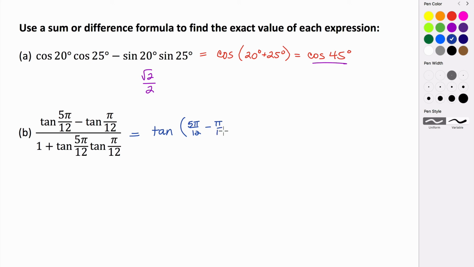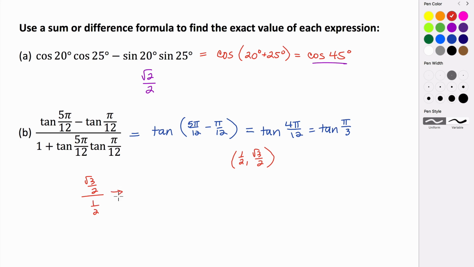So minus pi over 12. So if we take this difference, 5 pi over 12 minus pi over 12, that's just 4 pi over 12. So this is the tangent of 4 pi over 12. And we reduce this fraction, we get the tangent of pi over 3. So at pi over 3, there's the ordered pairs 1/2 and then rad 3 over 2. And to find the tangent, we take the y-coordinate divided by the x-coordinate. So it's the square root of 3 over 2 divided by 1/2.